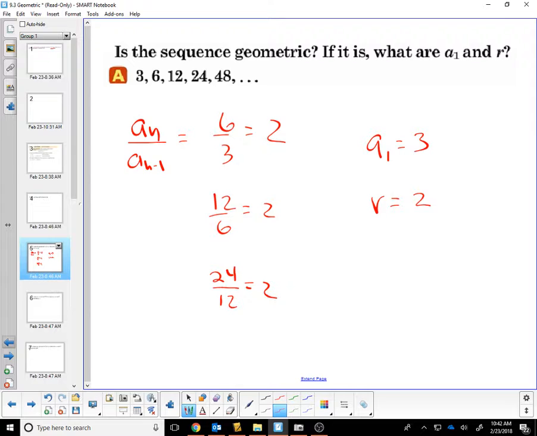So basically, we need to find the geometric sequence by dividing the second one by the first. Yeah, you want to divide a sub n by the one before it. So it's kind of like going backwards, huh? Yeah, you go this divided by that, this divided by that, this divided by that. Okay?